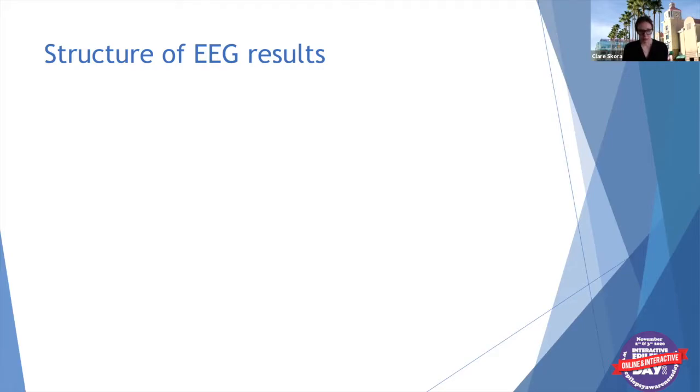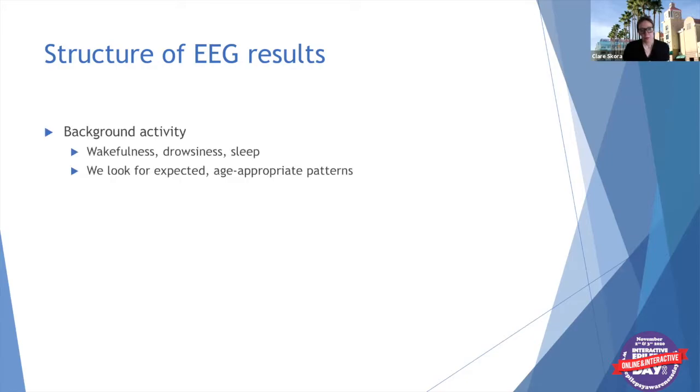the technique, the machine that was used, what types of activation procedures such as hyperventilation or the photic stimulation were done, age of the child, a brief clinical story. And then when we actually go into the results section of the report, we always first talk about the background. And so that is just looking overall at the electrical activity, seeing what state the child is in. Are they awake for the study? Do they become drowsy? Do they fall asleep?